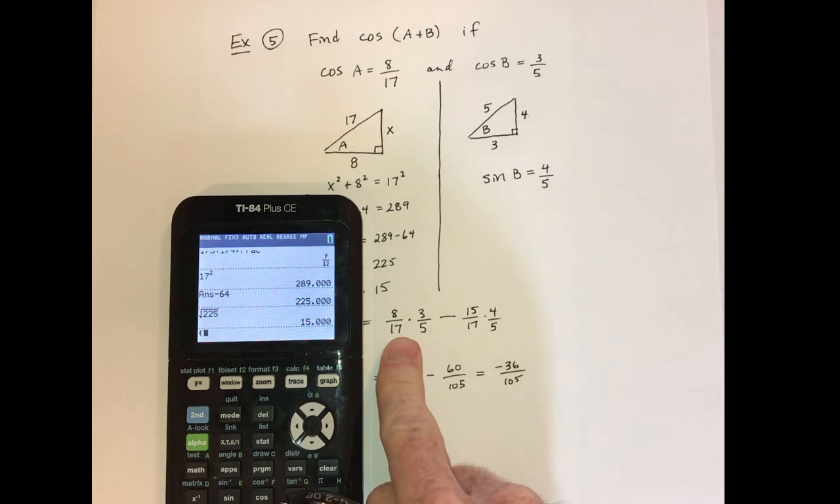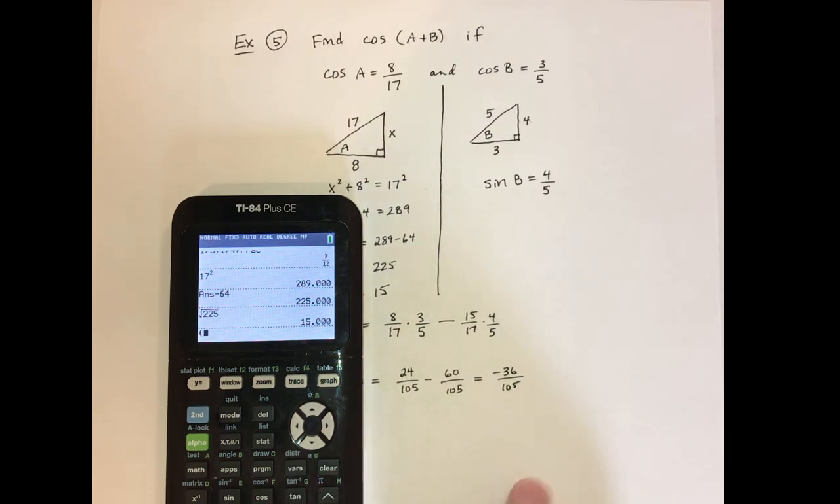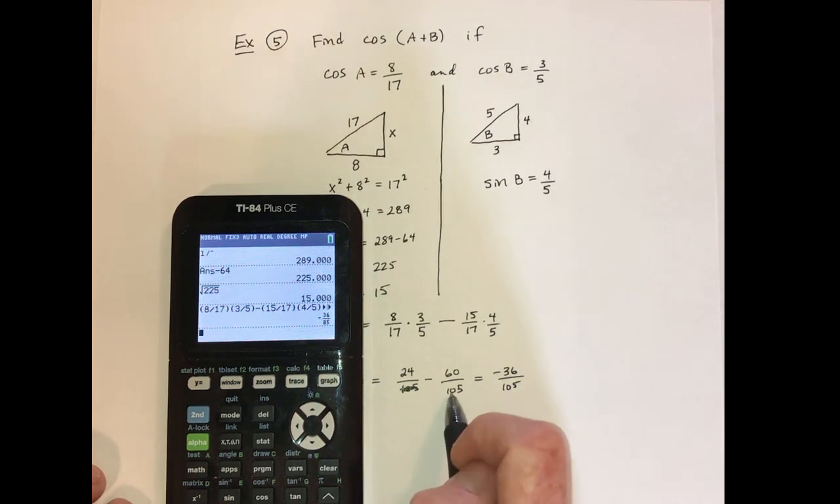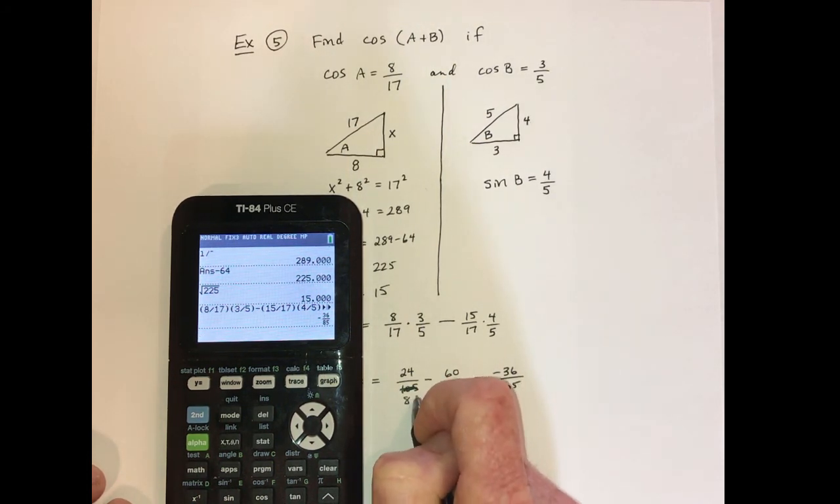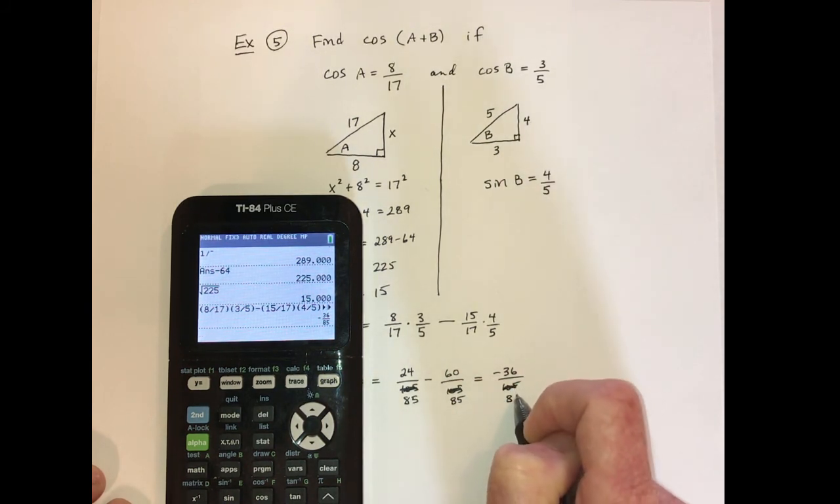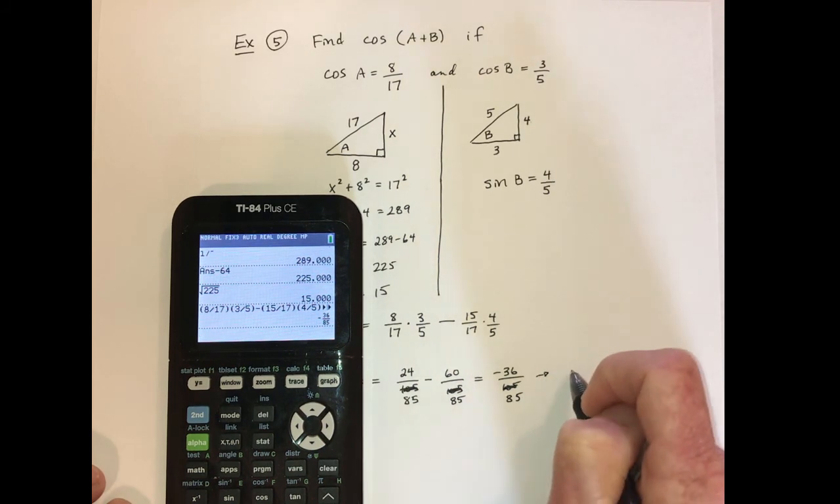So I'm going to go back even to here and use the calculator. So 8/17 times 3/5 minus 15/17 and 4/5. And tell the calculator, make that into a fraction. Oh, the denominator is 85. Okay, let me adjust that. This was supposed to be 85. So the final answer is -36/85.